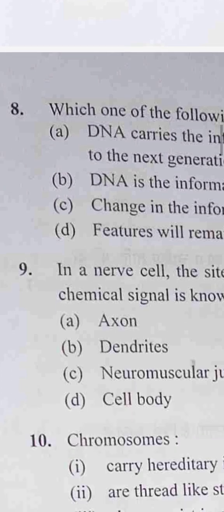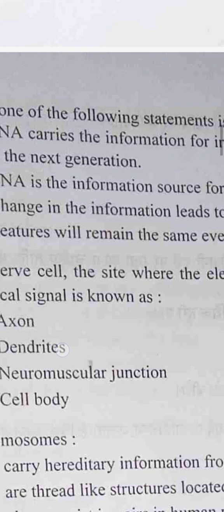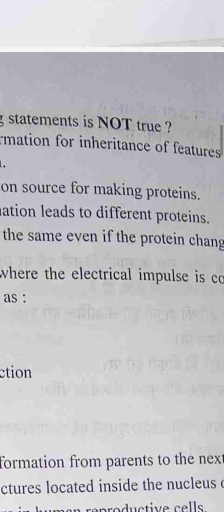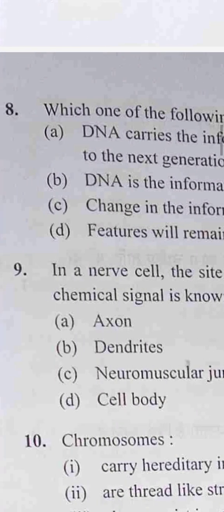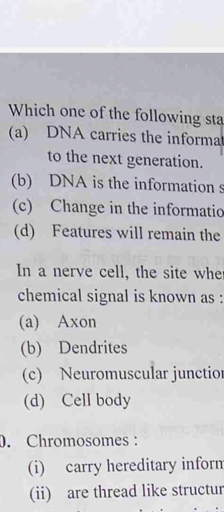Question number 9. In a nerve cell, the site where electrical impulse is converted into a signal is known as, the point is axon, because at the neuromuscular junction the neurons get information, and then it is transferred to the cell body, and from the cell body it is sent to the axon. The dendrite basically receives the information at the neuro junction. So the proper answer is axon.